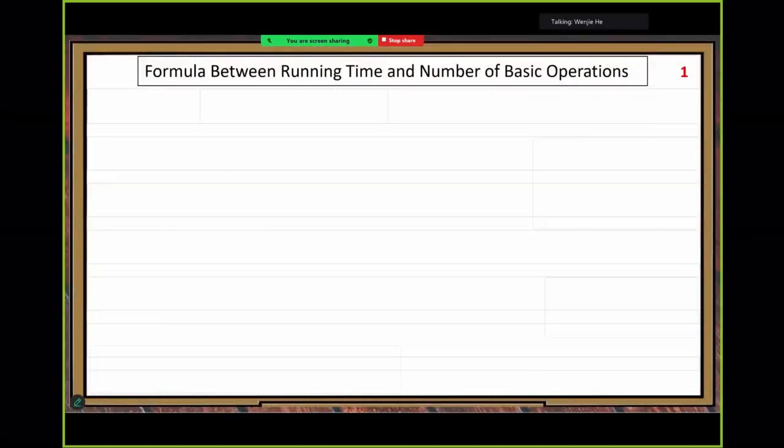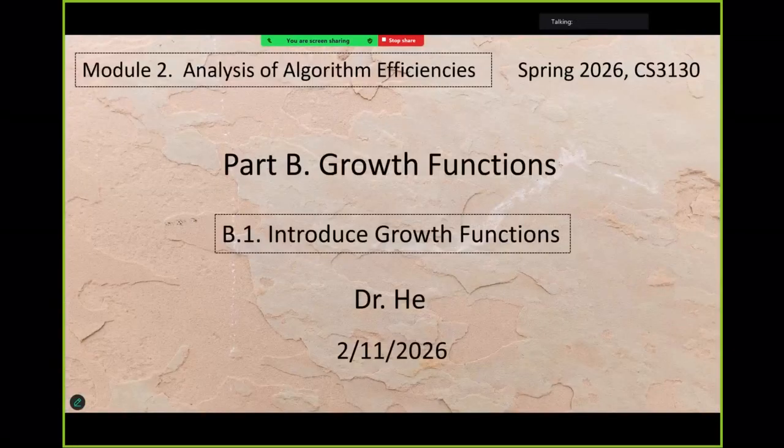All right. The topic here, growth functions. It's an abstract concept, but we need to use this concept to help us understand asymptotic notations. All right. B.1, introduce growth functions. What's the definition? What's the meaning?